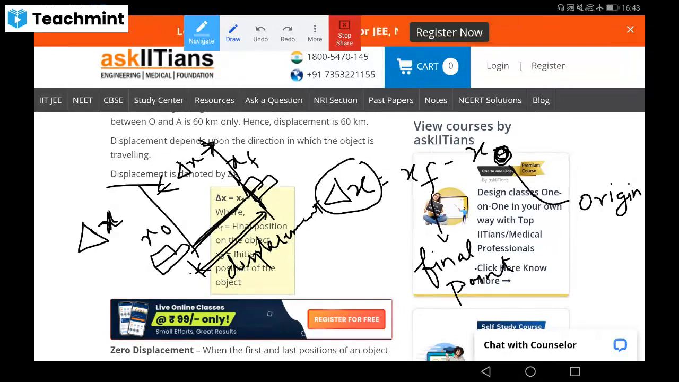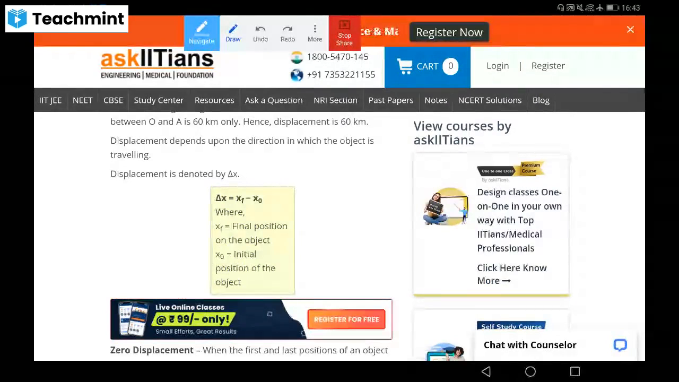Whenever we are using this delta, remember one thing, it is for a change, to show some change. So here what is that change? Change in position, that only is displacement. Okay, so that's how, if we subtract the initial point from the final point, we can find out the displacement.